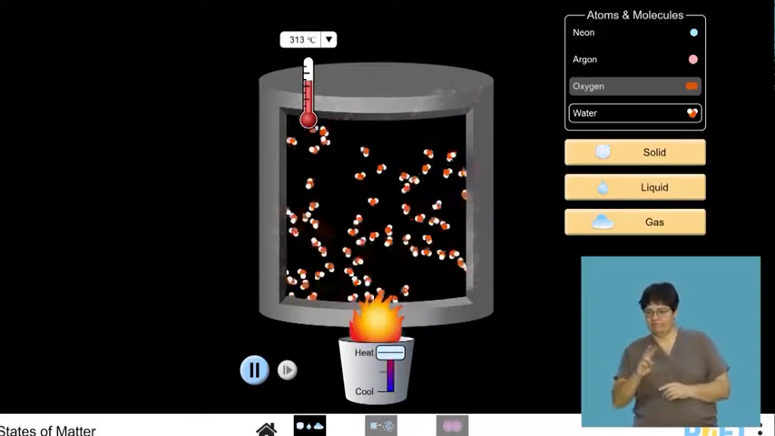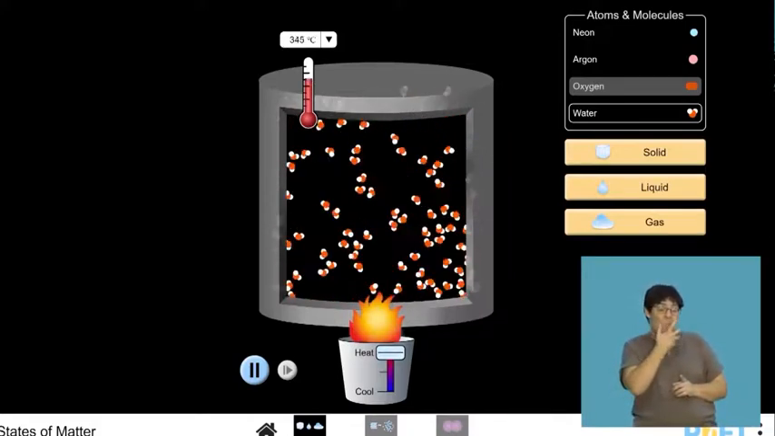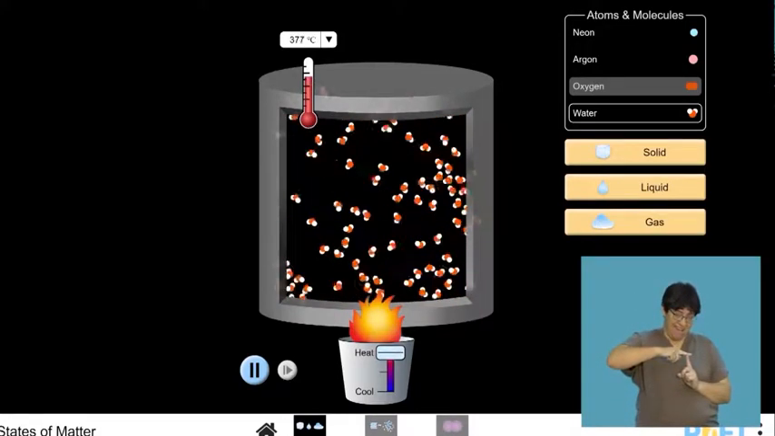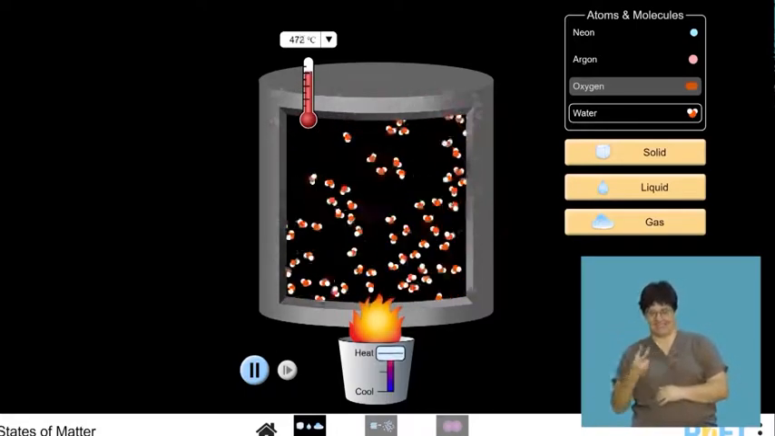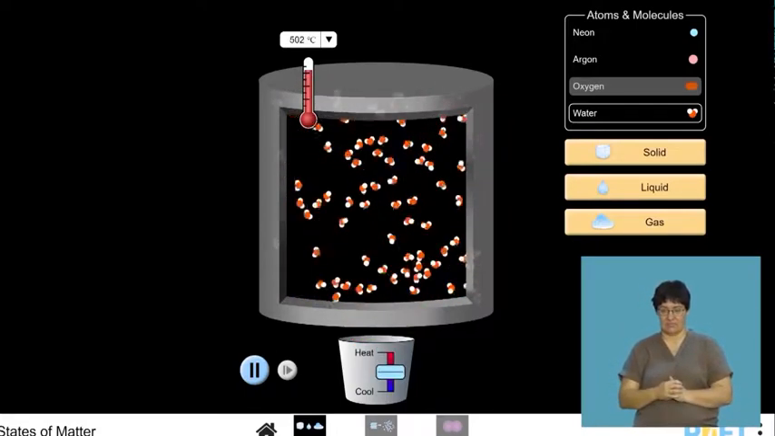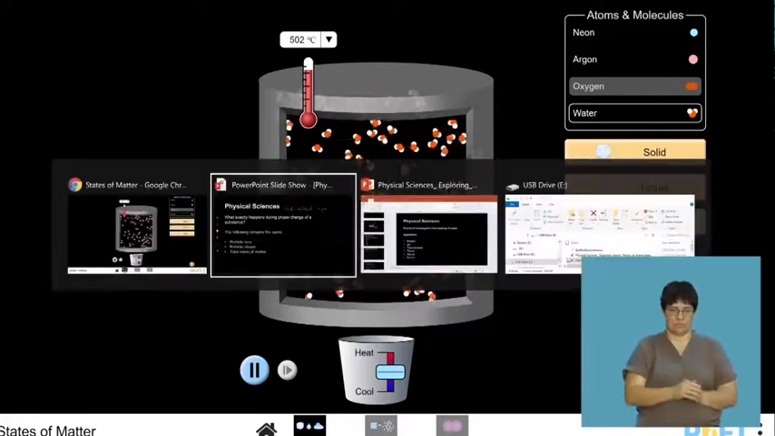Just take note of that. As we heat the substance, the temperature is increasing, which is exactly the trend that we obtained from the results that we showed on the graph, okay? Right, so if we can quickly go back to that.